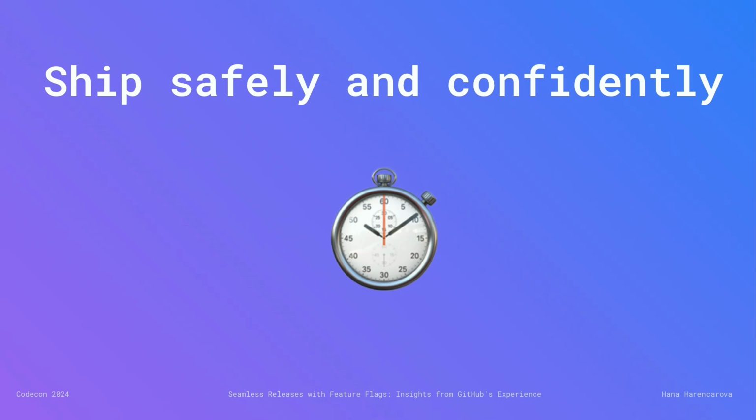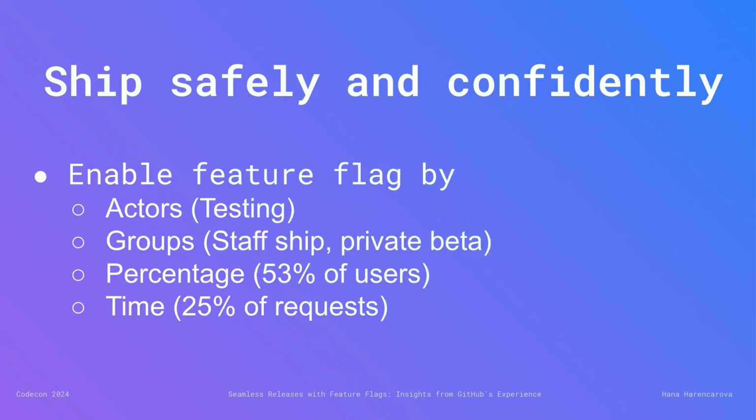So the main advantages are being able to enable the feature flag in a second and decouple the shipping of your code from shipping the feature. We can enable the feature flags by actors. We do this for testing. For example, if I'm working on a new feature, I can enable it just for my own repository and see how the changes work there.